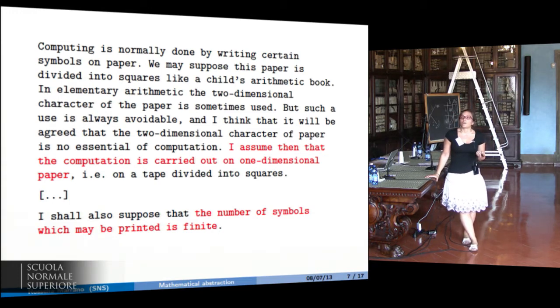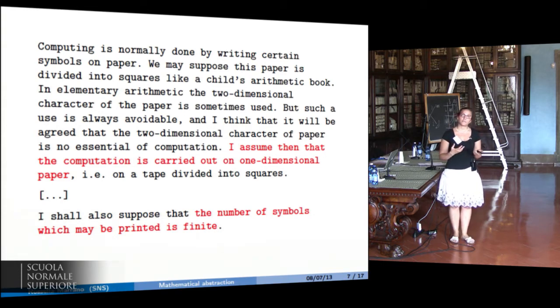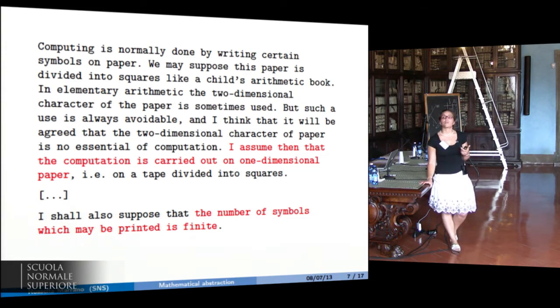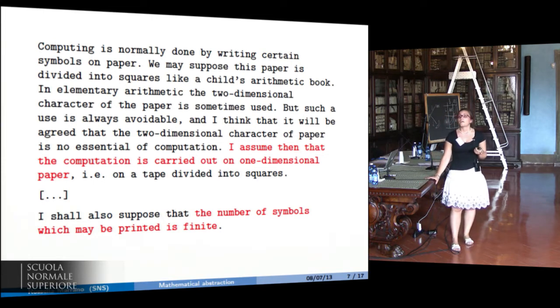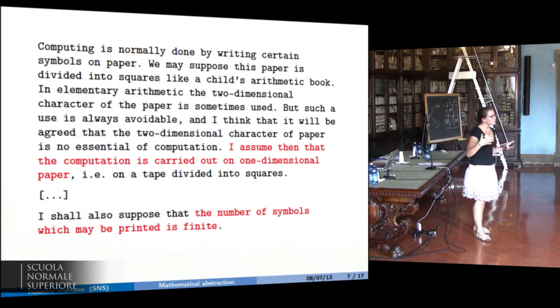Computing is normally done by writing certain symbols on paper. We may suppose this paper is divided into squares like a child's arithmetic book. In elementary arithmetic, the two-dimensional character of the paper is sometimes used, but such a use is always avoidable. And I think it will be agreed that the two-dimensional character of paper is no essential of computation. I assume then that the computation is carried out on one-dimensional paper, that is, on a tape divided into squares.